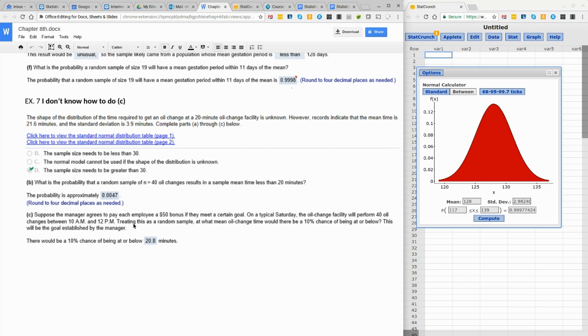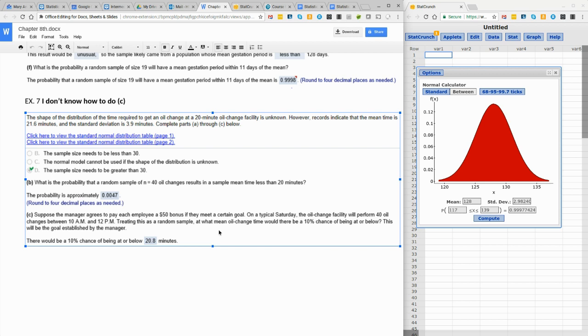Okay, so a store manager wants to set a bonus goal that if they do 40 oil changes, which we're considering our sample here, they have a mean time that would only occur less than 10% of the time. So it's a reach goal for the employees there.